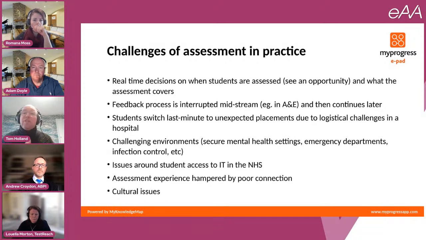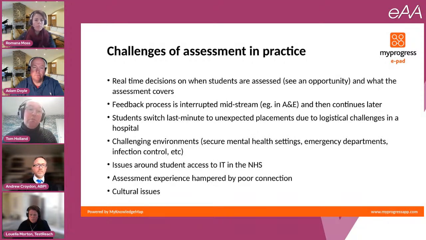So the students themselves are seeing these opportunities to be assessed and to hand over the appropriate tool to a doctor in practice. It could be any doctor in a hospital who can provide that feedback, or any member of the interprofessional team. That feedback process can be interrupted midstream.